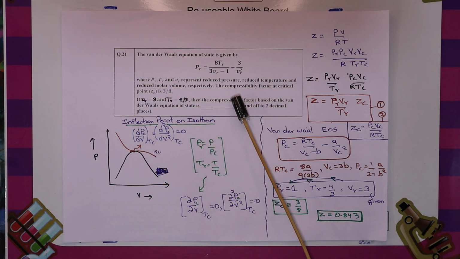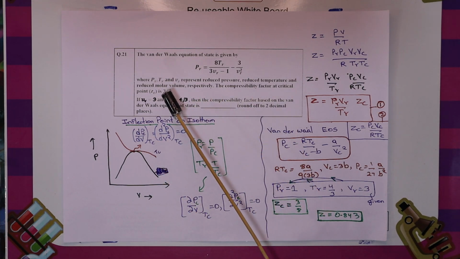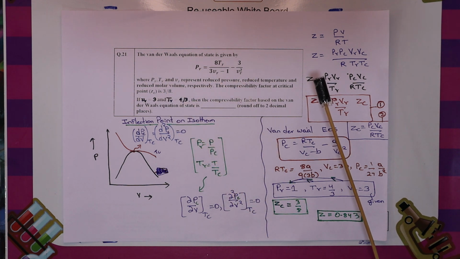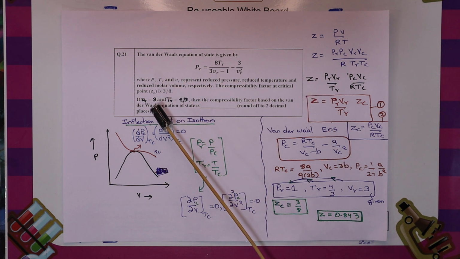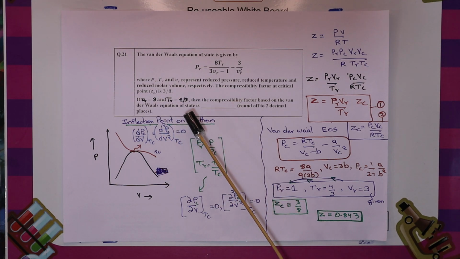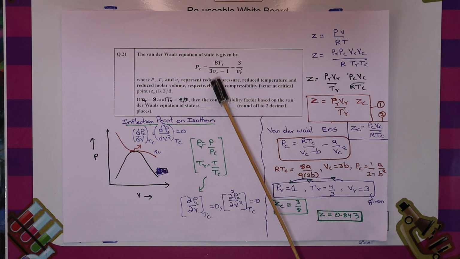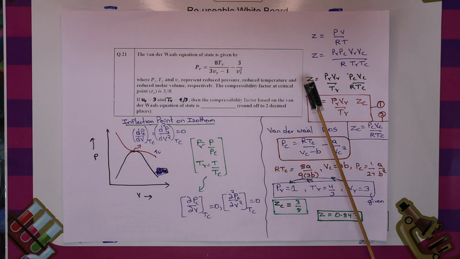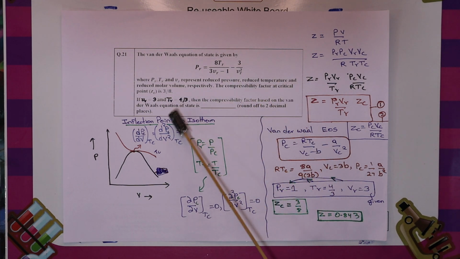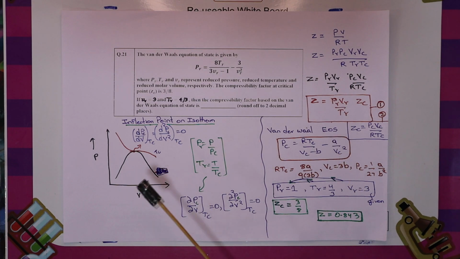It is also given that the compressibility factor at the critical point, ZC, is 3 by 8. The values of reduced volume and reduced temperature are also provided. What we have to find out is the compressibility factor, which you are supposed to calculate from this equation of state at the given conditions.